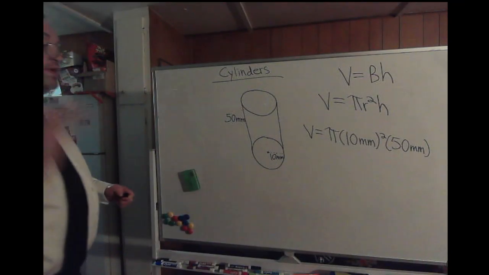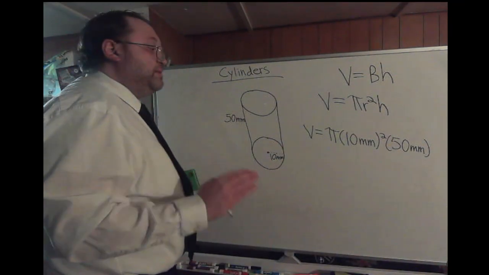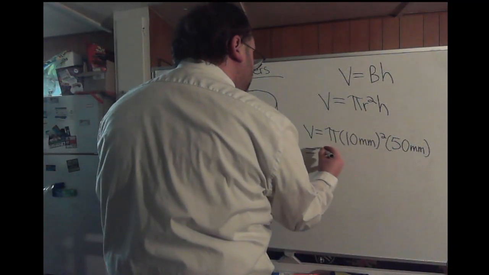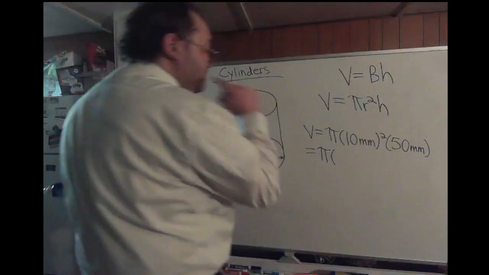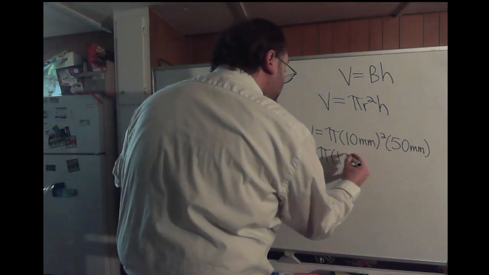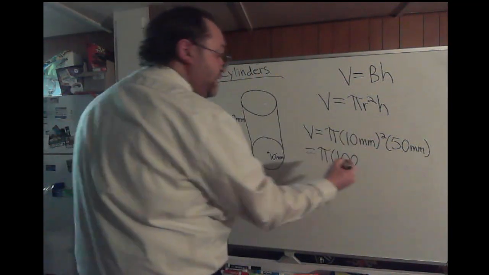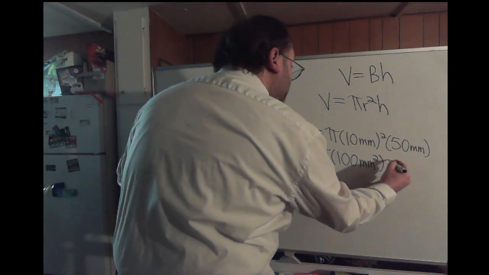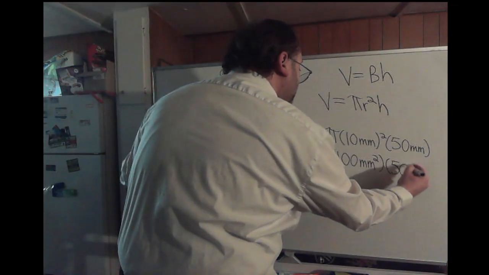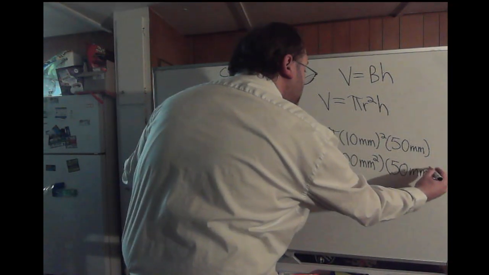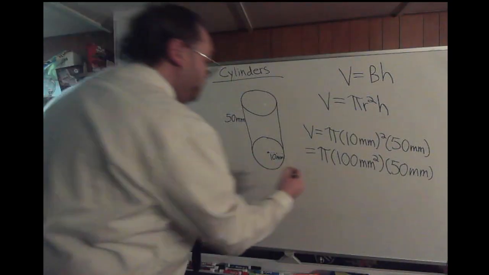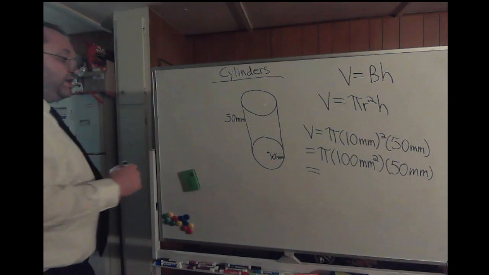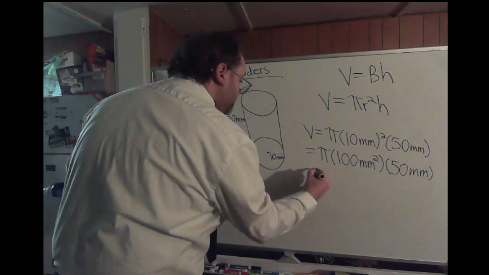Now, according to the order of operations, you do your exponents first. So you would have pi times, okay, 10 squared is 100, millimeters squared is, well, millimeters squared. Then times your 50 millimeters. Now this just becomes a straightforward multiplication problem. It's going to be approximately equal to.